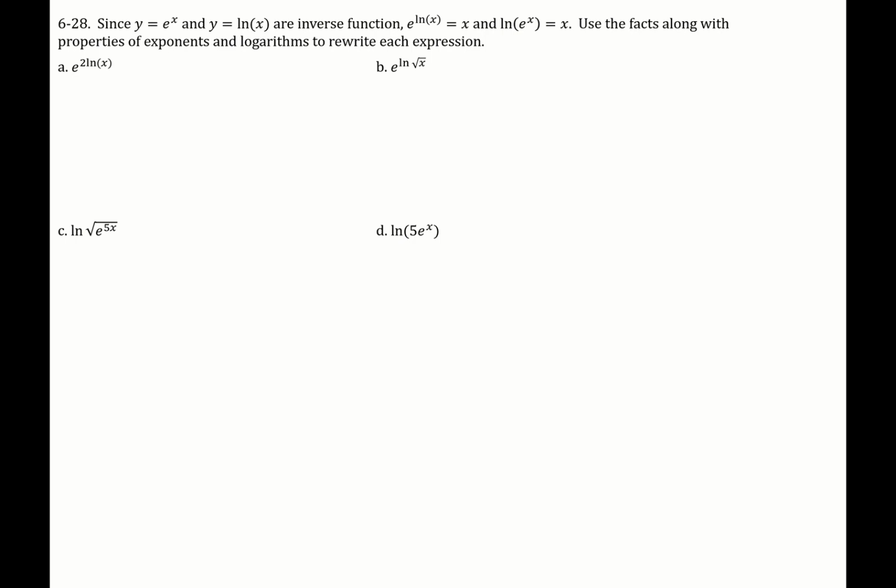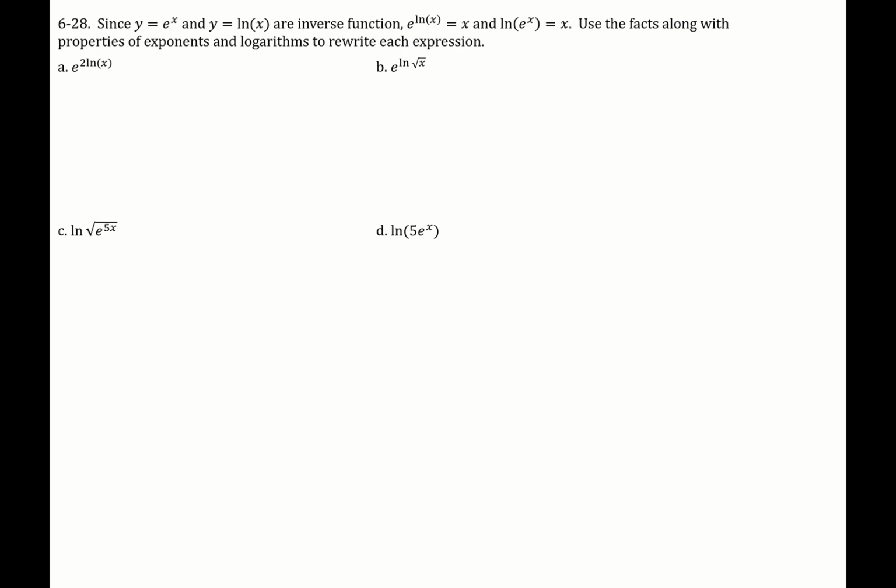Since y equals e to the x and y equals ln x are inverse functions, e to the ln of x equals x, and ln of e to the x also equals x. Use the facts along with properties of exponents and logs to rewrite each expression. So first we have e to the 2 ln x.